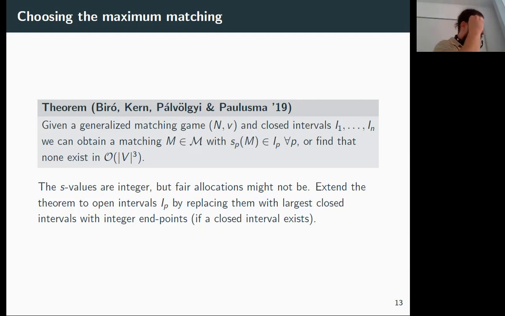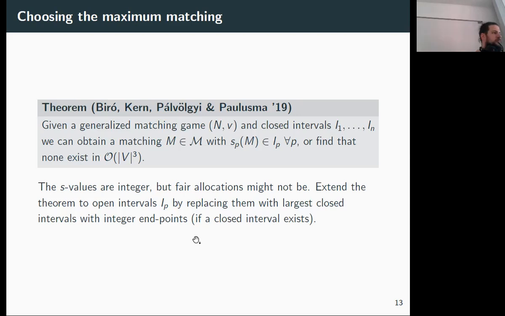The idea is based on enlarging the current compatibility graph, introducing additional nodes and additional zero weight edges, and finding a maximum weight perfect matching that will determine whether there is a matching whose S values match the closed intervals we are prescribed, or there is none. And this can be done in polytime.